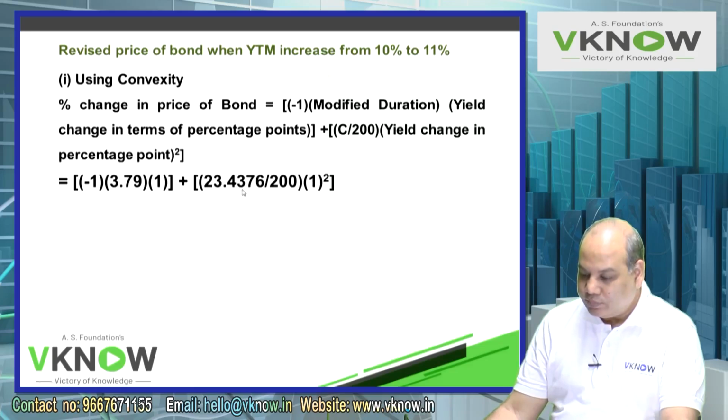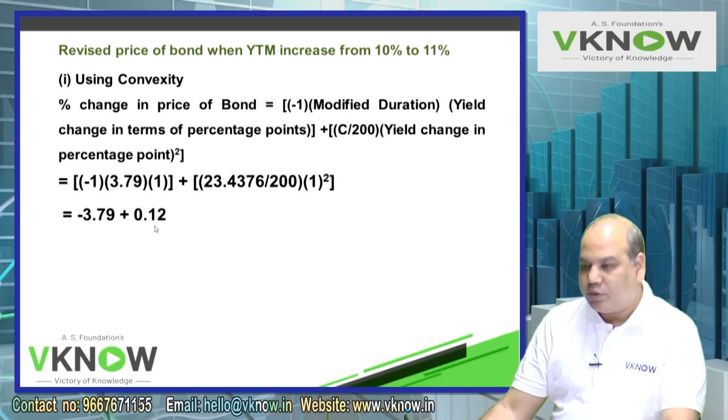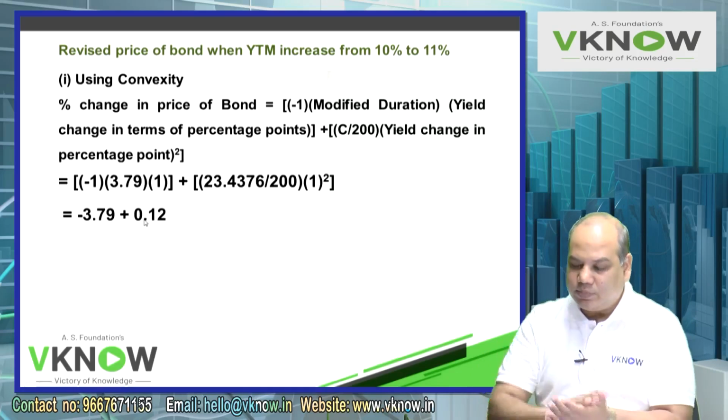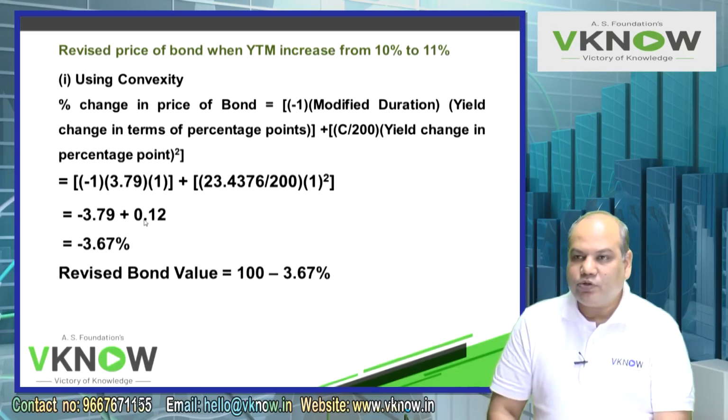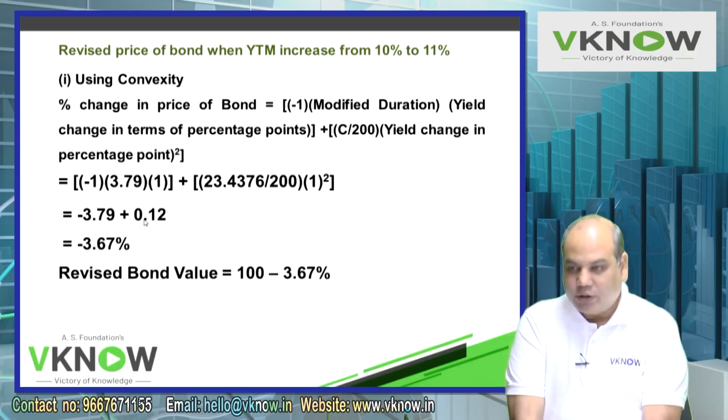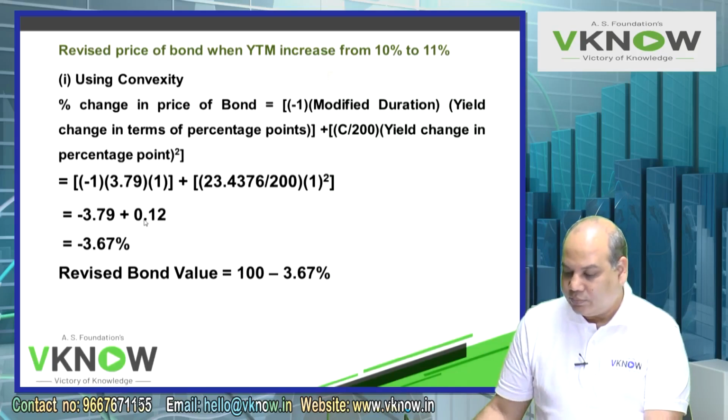So 23.4376 divided by 200 into 1 square: minus 3.79 plus 0.12. So this plus 0.12 gives the adjustment of that gap. So that comes to minus 3.67%. Therefore revised bond value is equal to 100 minus 3.67%. Without calculator, 96.33 rupees.